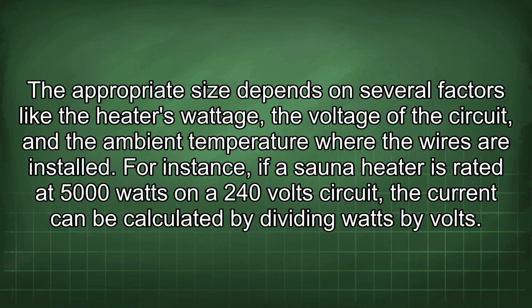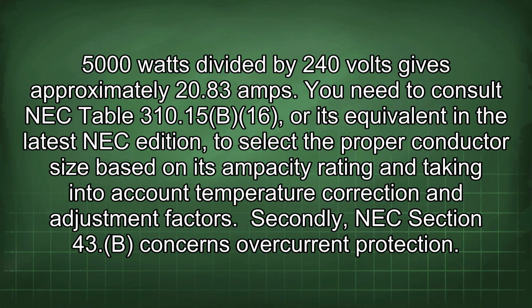For instance, if a sauna heater is rated at 5000 watts on a 240 volt circuit, the current can be calculated by dividing watts by volts. 5000 watts divided by 240 volts gives approximately 20.83 amps. You need to consult NEC Table 310.15(B)(16) or its equivalent in the latest NEC edition to select the proper conductor size based on its ampacity rating and taking into account temperature correction and adjustment factors.